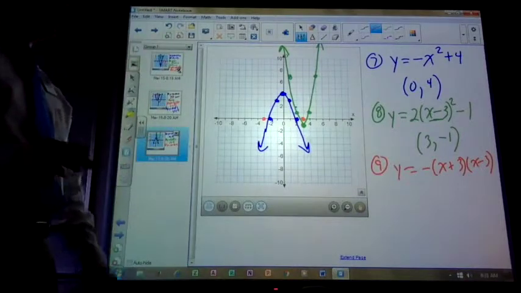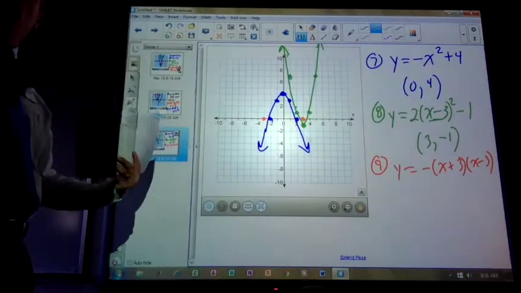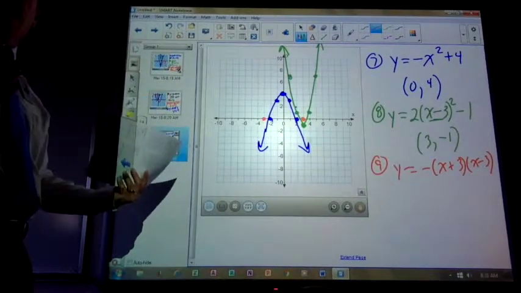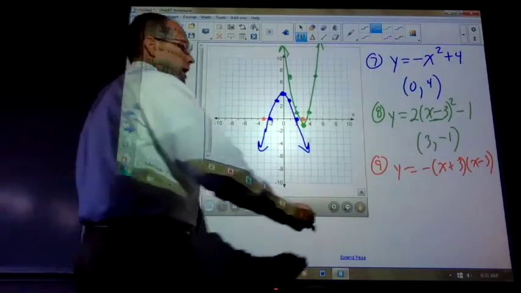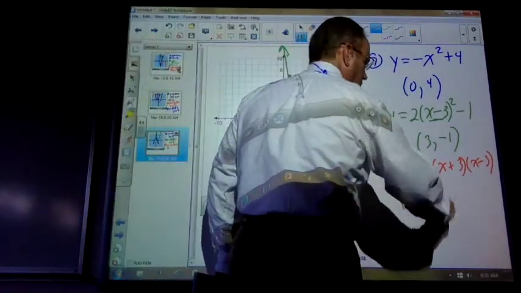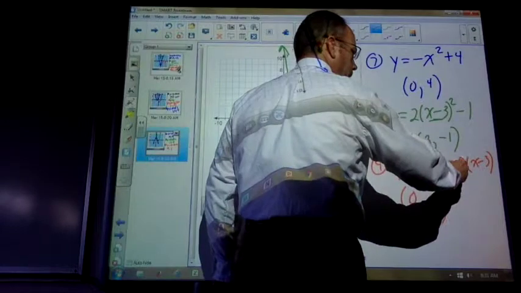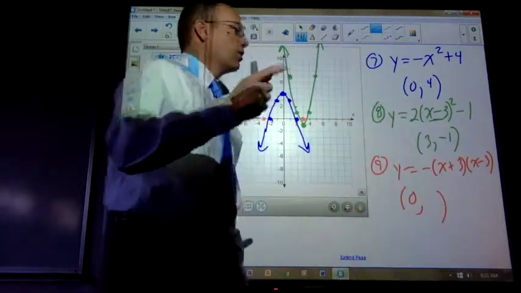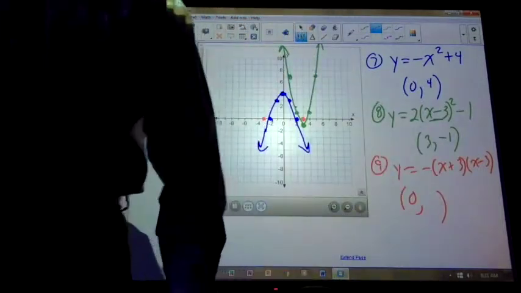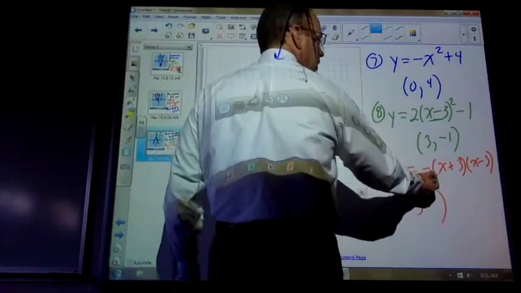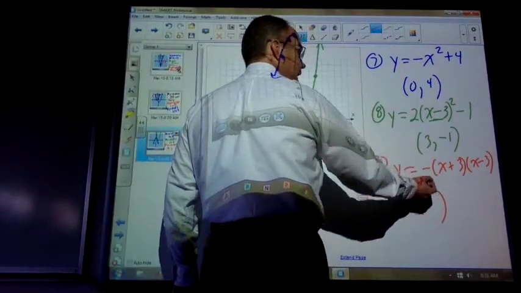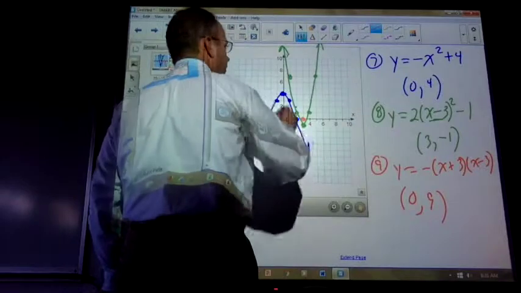Okay? My vertex is halfway in between. What number is between positive 3 and negative 3? 0. So my x component of my vertex is 0. If I plug 0 in, 0 plus 3 is 3. 0 minus 3 is negative 3. 3 times negative 3 is negative 9. Negative 9 times the negative makes it a positive 9. So 0, 9.